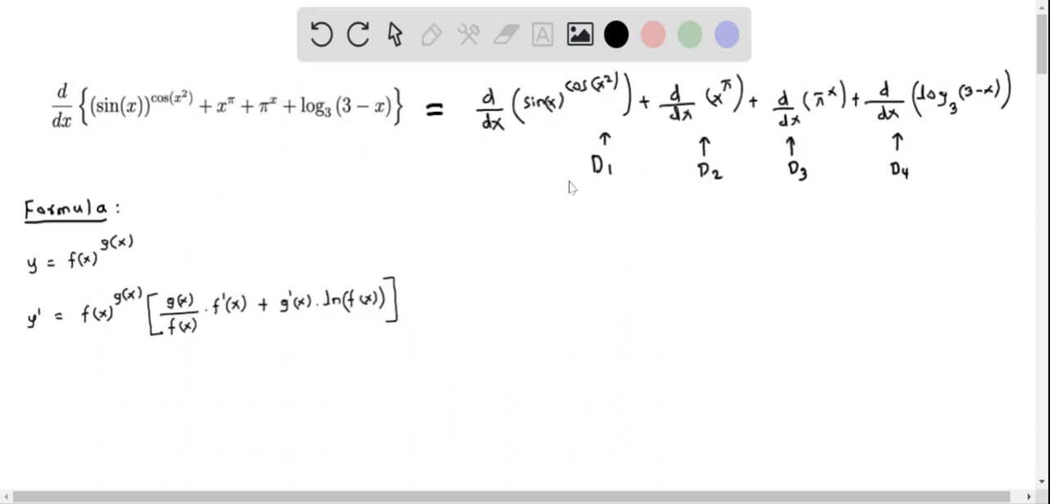We will now find the derivative of the first expression, that is sin x raised to the power of cos of x squared. I'm going to consider this expression as y, that is y equals sin x raised to the power of cos of x squared.